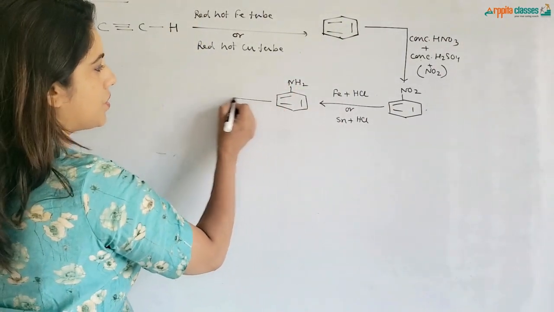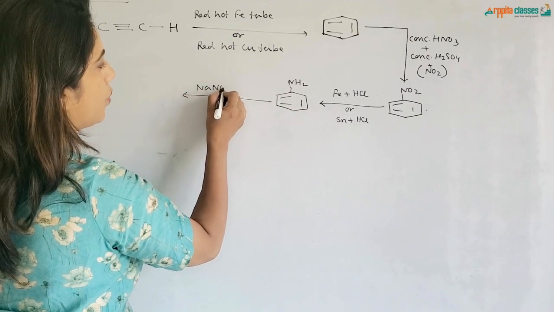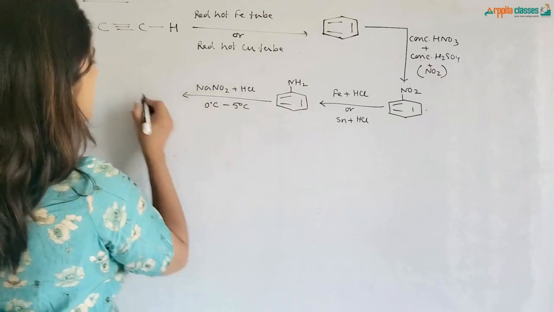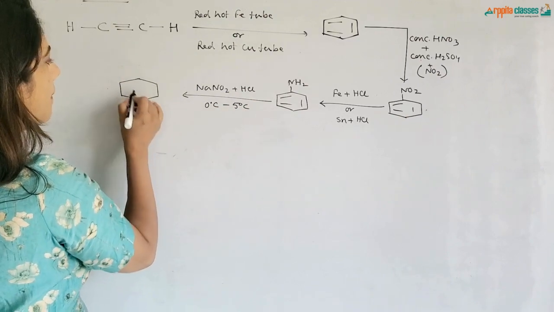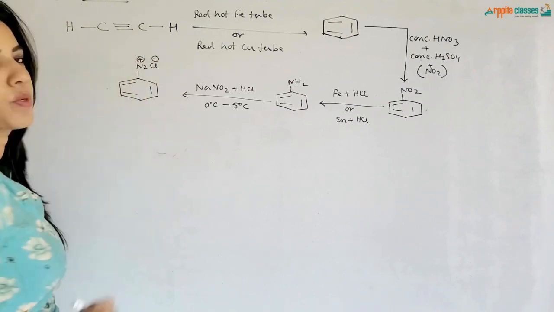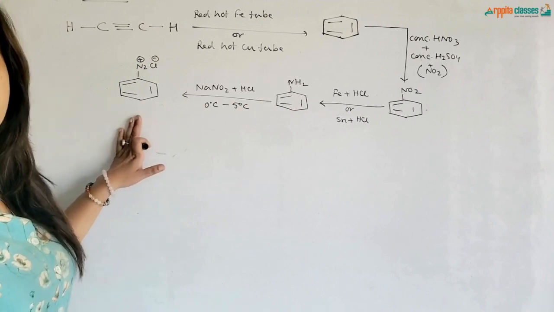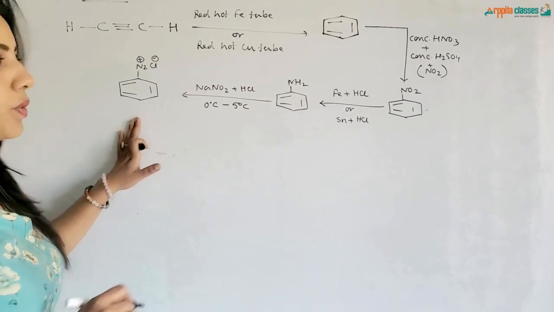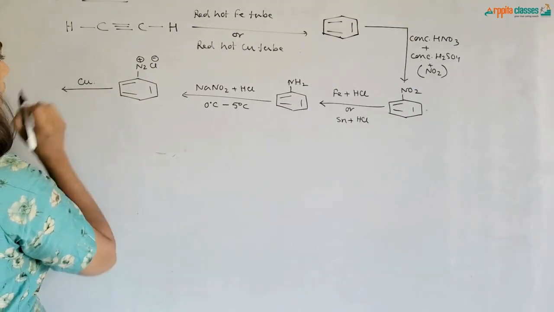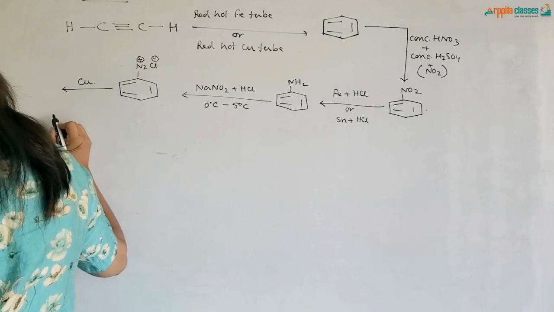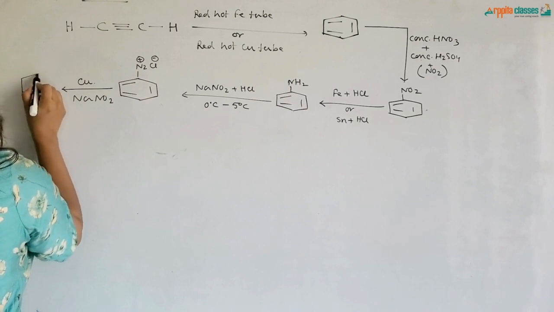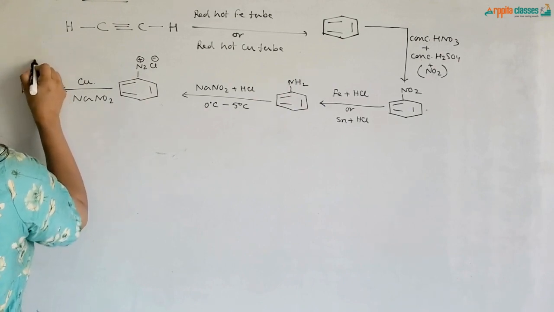Now this aniline is treated with NaNO2 plus HCl, the temperature requirement is 0 to 5 degrees Celsius, and this aniline converts into benzene diazonium chloride, N2 plus Cl minus. Now from this benzene diazonium chloride we can prepare a lot of compounds. Suppose if this is treated with copper along with NaNO2, benzene diazonium chloride converts into nitrobenzene again.